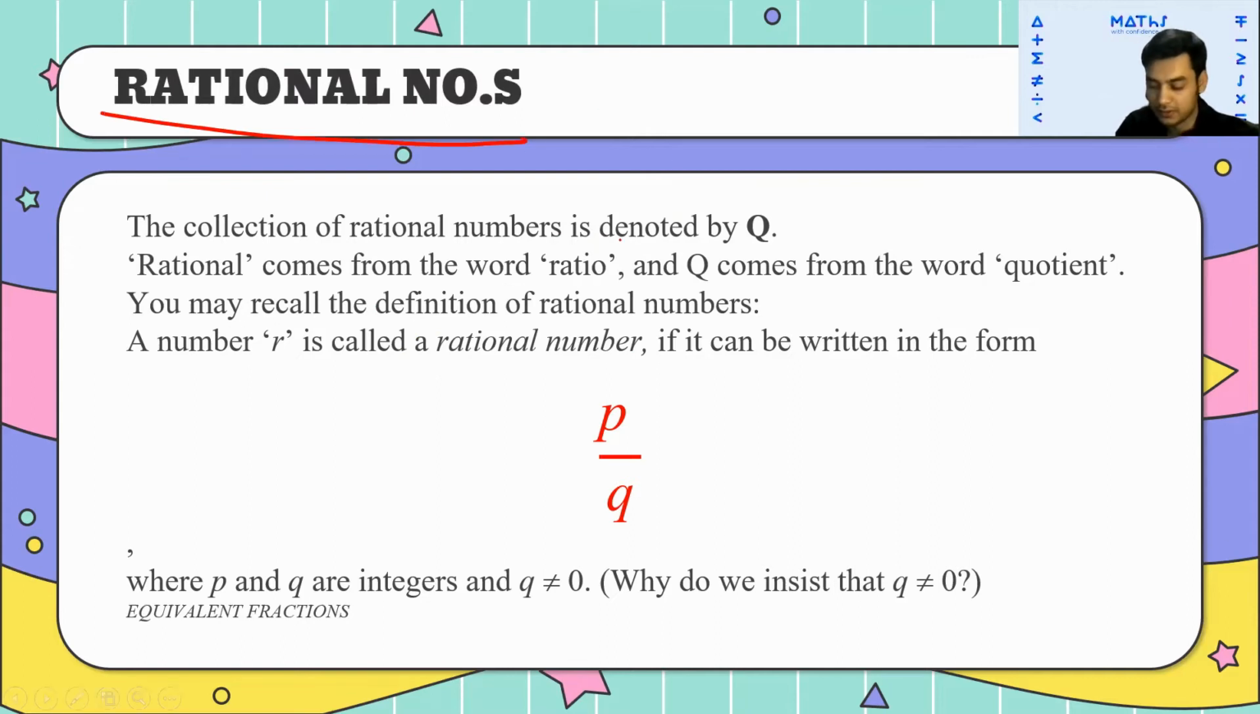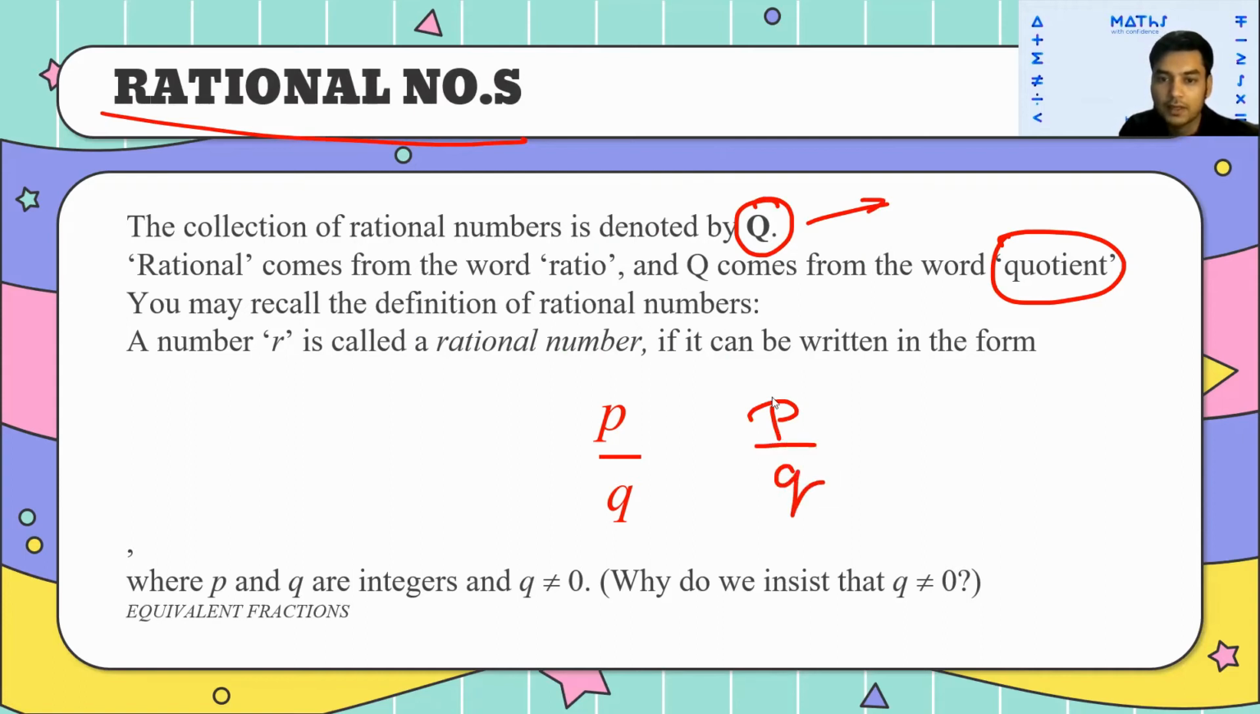These types of numbers are called rational numbers. Why? Because the word comes from the word Q. Q means quotient, right? They come from the word quotient and are called rational numbers. These are the numbers which can be represented in p by q form, where q should not be equal to 0. Take care of this. q should not be equal to 0. So these are the rational numbers.